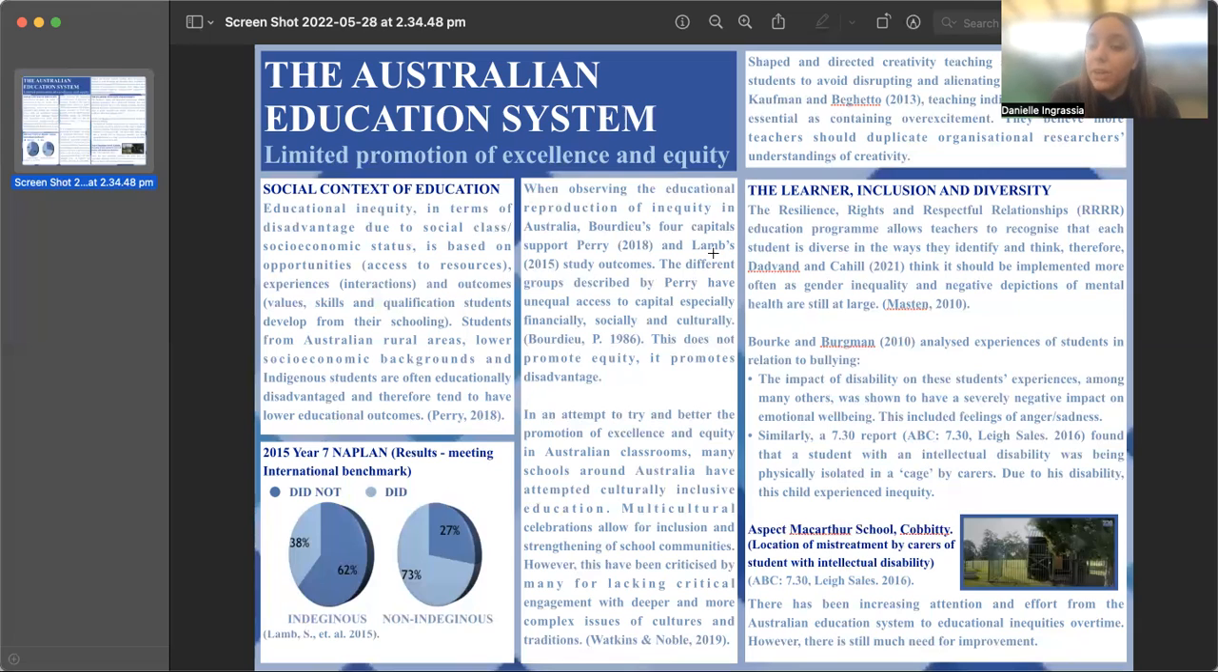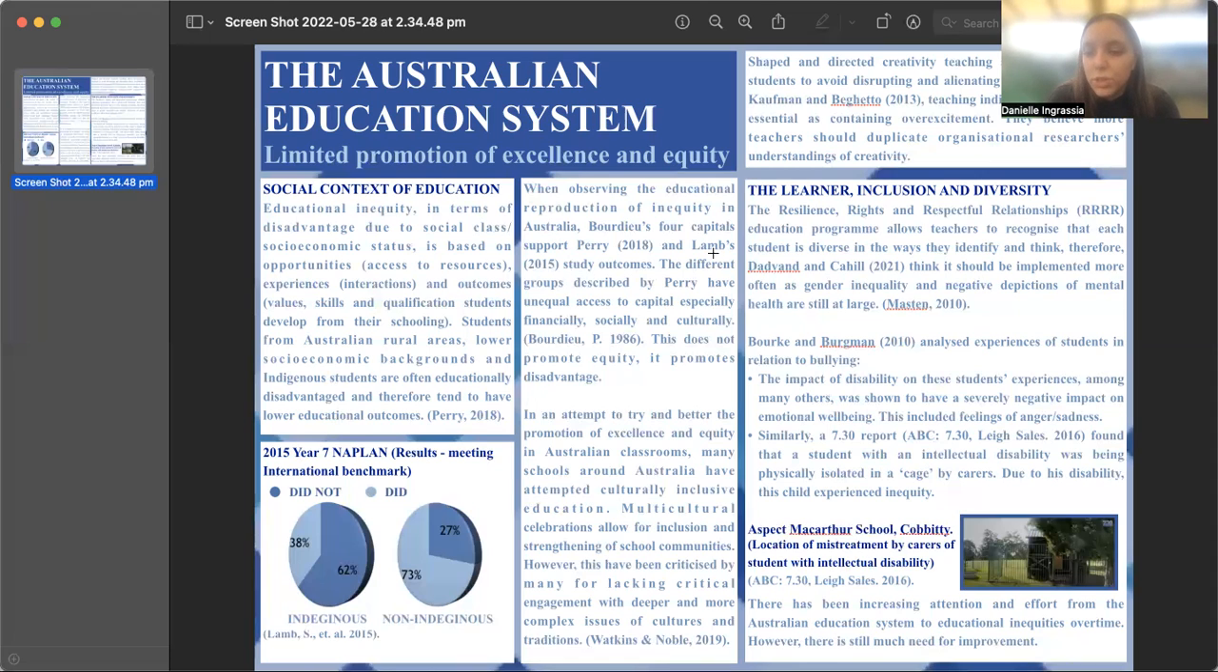According to Kaufman and Beghetto, teaching individual creativity is as essential as containing overexcitement. In their 2013 paper, they argue that teachers often subconsciously focus on the negativity and inappropriateness that stems from creativity. This includes the possibility of teachers' beliefs in the widely supported hypothesis that creativity comes at the cost of mental health and other negative personal attributes.